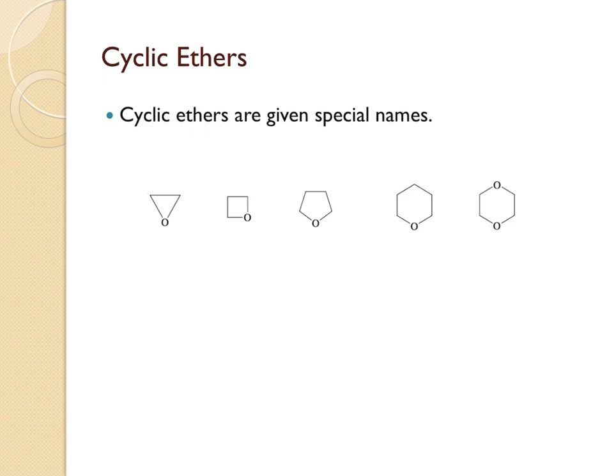Okay, so when the ether is a 3-membered cyclic structure, this is going to be called oxirane. This is oxirane. When it's a 4-membered ring structure, then it's going to be oxetane. And when there are 5 atoms in the ring structure, then it's going to be called oxolane. Oxolane. And when it's going to be 6-membered, it's called oxane.